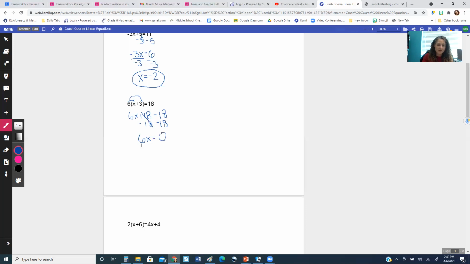Okay, so now I have a 6 multiplied by the x. I don't want to have a 6 multiplied by the x. I want to have x be alone. So the opposite of multiplication is division. So I'm going to divide by 6. But if I divide one side by 6, I have to divide both sides by 6. So I'm going to cancel those out. And x equals 0 divided by 6, which is 0. So x equals 0.